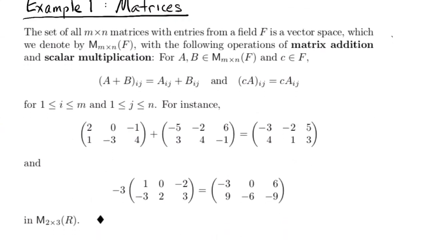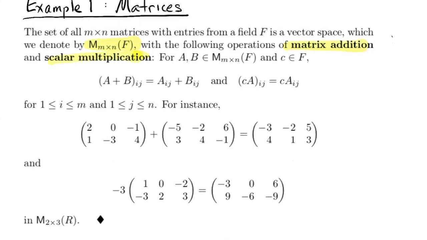In particular, let's denote, like the book does, M_{m×n}(F). Let me draw it to your attention by highlighting it. That just denotes the set of all possible matrices with entries in F. So it's an infinite set if F is infinite. Then he's defining two operations, matrix addition and scalar multiplication, by these formulas.